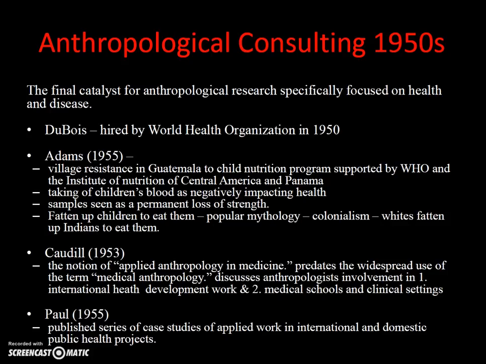You have Adams in 1955 looking at village resistance in Guatemala to child nutrition programs supported by the World Health Organization and the Institute of Nutrition of Central America and Panama. What was going on there is that these organizations were essentially taking children's blood, and the individuals were looking at this at the community level, at the village level in Guatemala, as negatively impacting health. The samples were seen as a permanent loss of strength, and this was tied into earlier ideologies or mythologies of colonialism, where they were essentially fattening up the children to eat them. The whites would essentially fatten up the Indians in order to eat them.